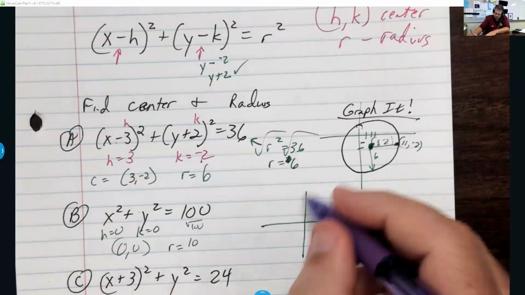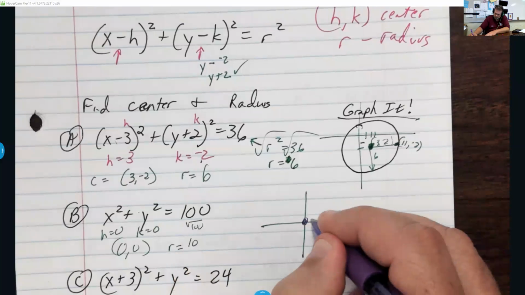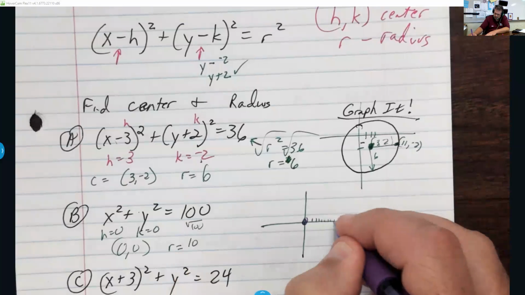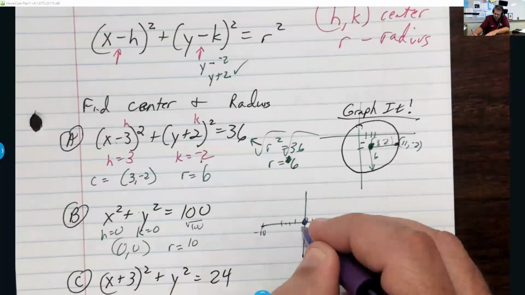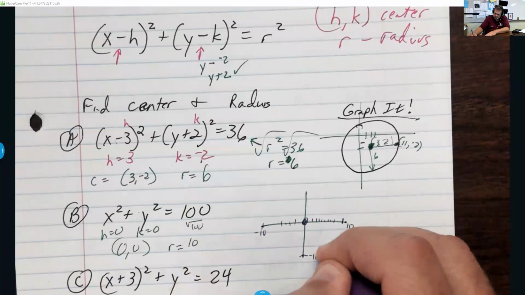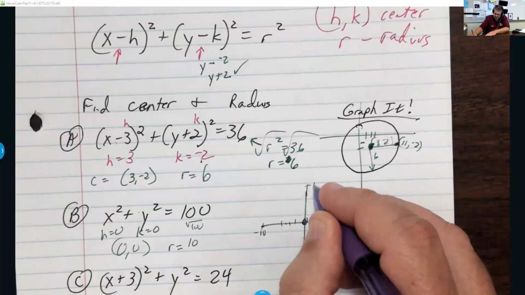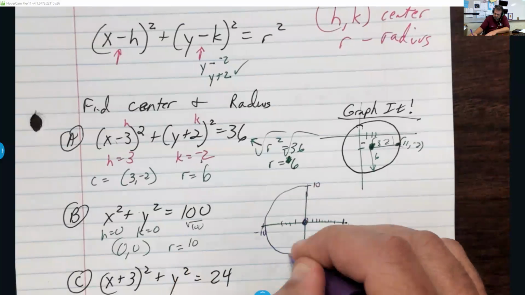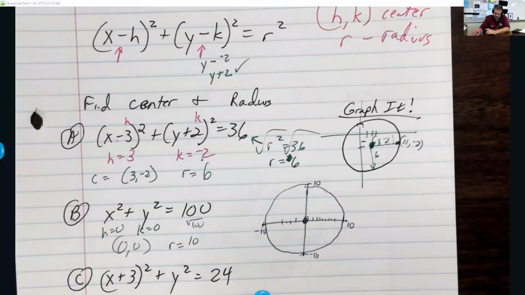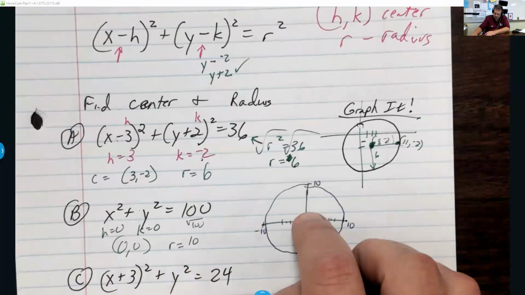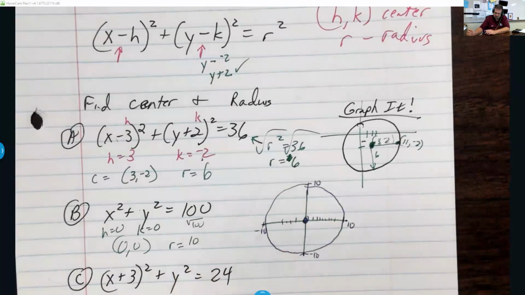Well, you'd go on your graph, 0, 0, and you're going to stretch it out all the way out here to 10, all the way out here to negative 10, all the way down here to negative 10, and all the way up here to positive 10. And then you have your circle that connects it. Now, I believe you hit the circle and then you stretch the circle out until you get to your 10s. Okay? Now, what about this last one?